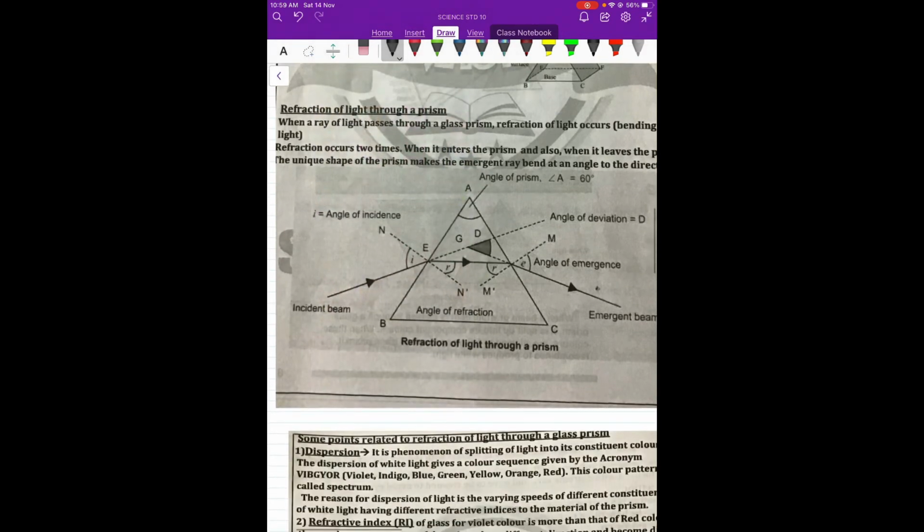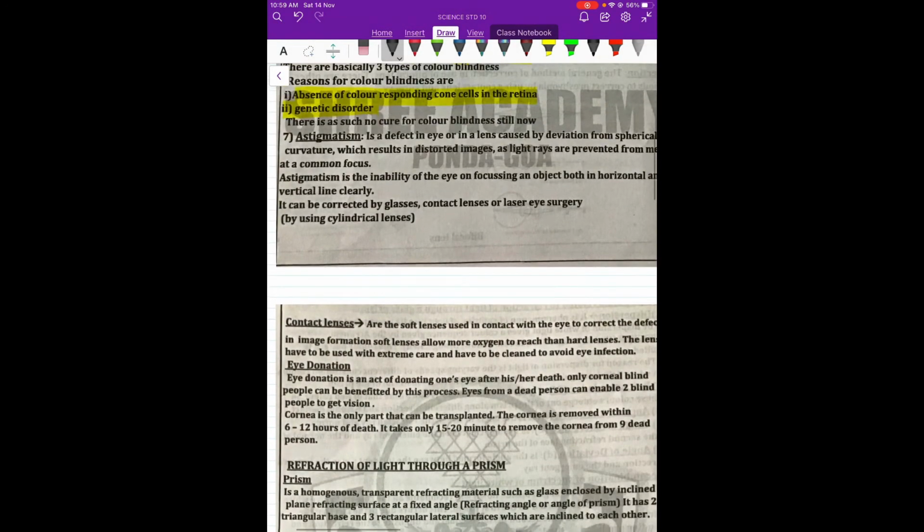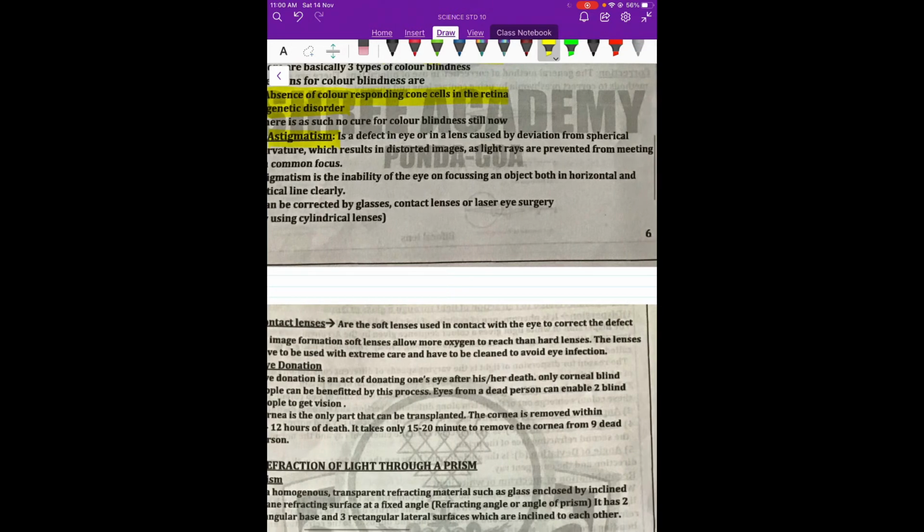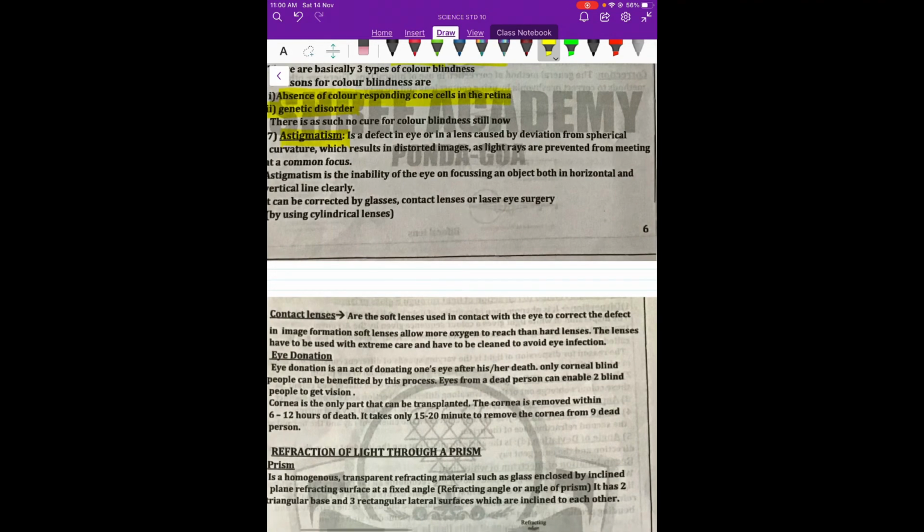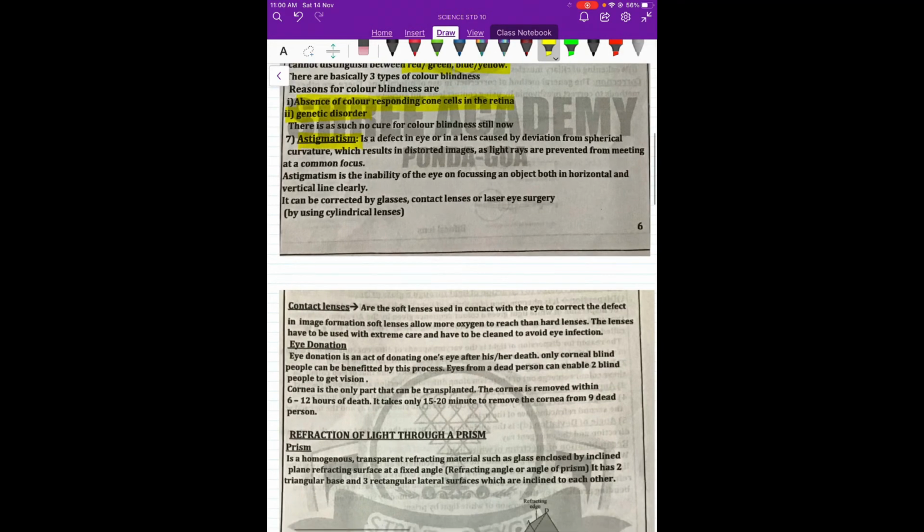Now, the next one which we will be doing is called astigmatism. What is astigmatism? It is the problem caused by distorted images. The light rays are prevented from meeting at a common point. If our eyes are normal, you can see one figure because the rays meet at a point. But if the rays are not meeting at a point, you will have blurred vision, double vision, difficulty in focusing, you will not get a focused image.